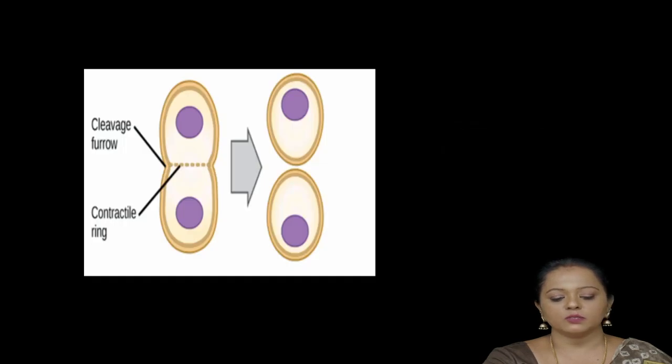You can see here this is the cleavage furrow. The cells are broken down into two parts. With this, the cell cycle comes to an end, and the cell will be ready for the next phase.